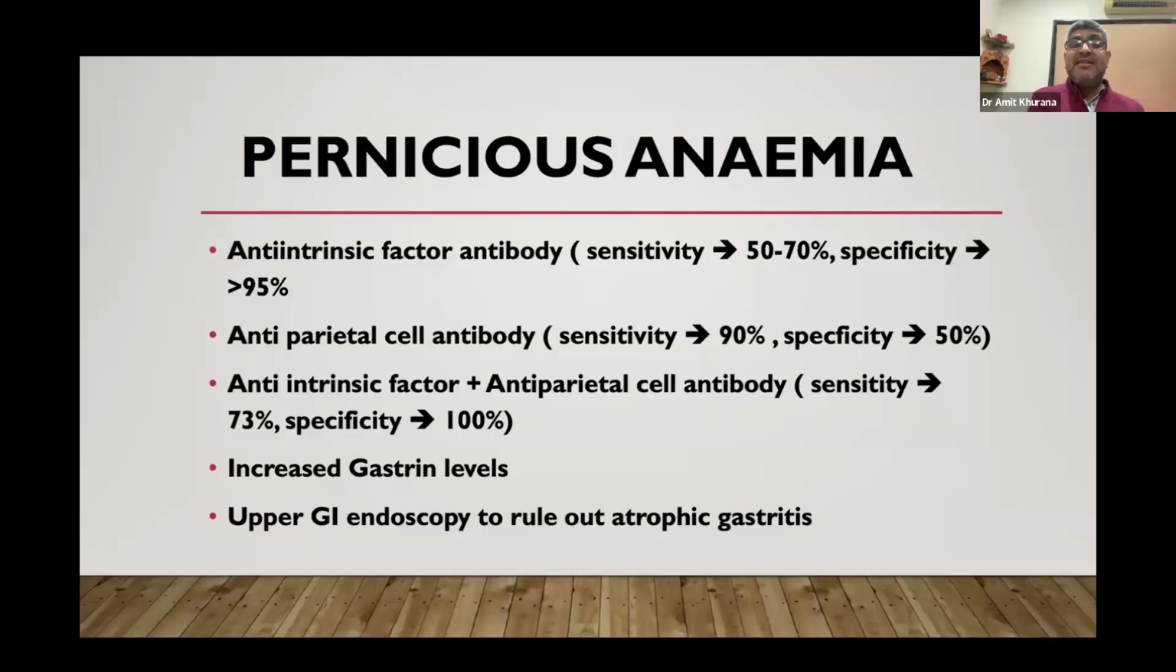Plus, in pernicious anemia, you will see gastrin levels increased. Why so? Because you have atrophic gastritis, and that's why you get hypergastrinemia, and that was your MCQ. And when you do the upper GI endoscopy, you must see atrophic gastritis, and once you see atrophic gastritis with a high gastrin level, you are dealing with pernicious anemia.